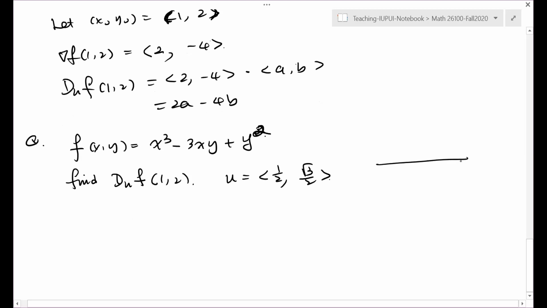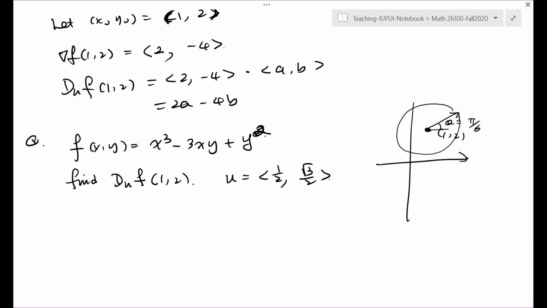So the picture looks like that. Here's the point (1, 2). The directional derivative is going to be this. Actually, all the unit vectors form a circle. This angle is going to be pi over 6, so that direction has components 1/2 and square root of 3 over 2.